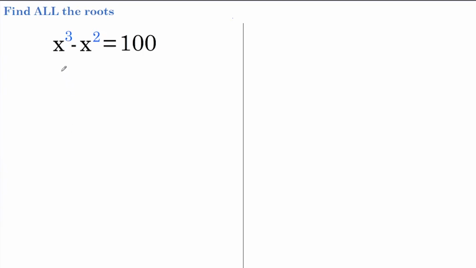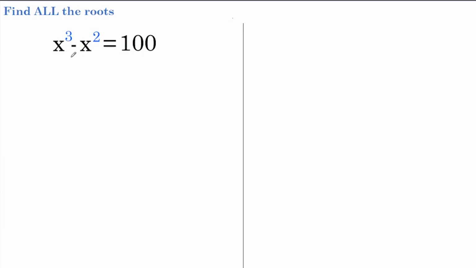X cubed problems are usually a lot harder than those involving x squared, and if we can get one of the roots straight away, that usually makes the whole problem a lot easier. So have a look at this problem. Take a guess at what you think one of the roots might be. It's usually a good idea to start with x equals 0 or x equals 1, 2, minus 1. If you can get it, it helps a lot. If you can't get it, here's a technique you can try.